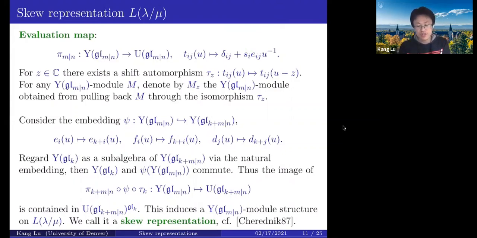And there's also the shift automorphism. Using this shift automorphism, you can also get the evaluation map. So you just shift the spectral parameter from u to u minus z. You can also get the evaluation map like this. This is the evaluation map at the evaluation parameter z. And in this case, those higher powers will not be zero anymore.